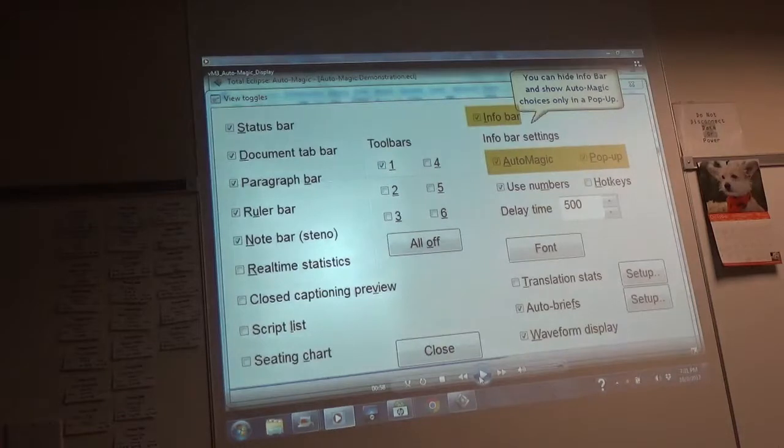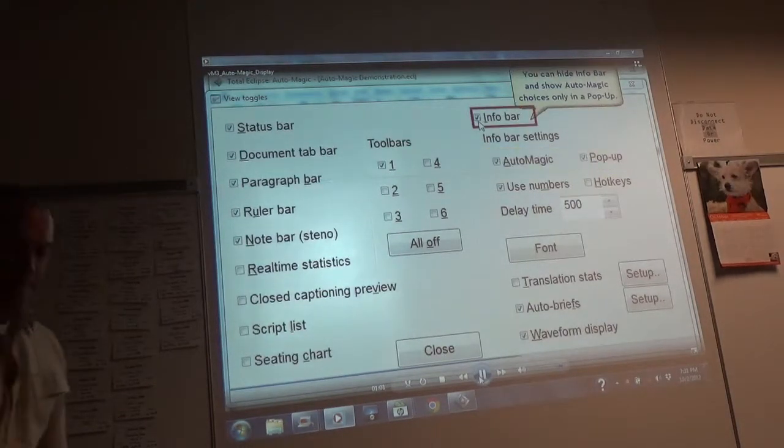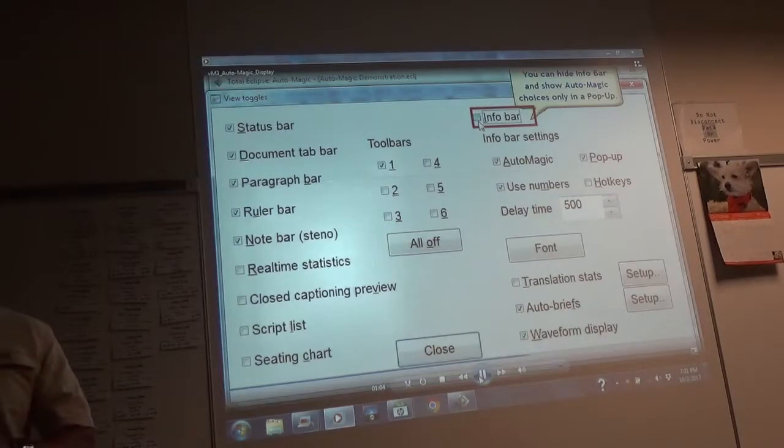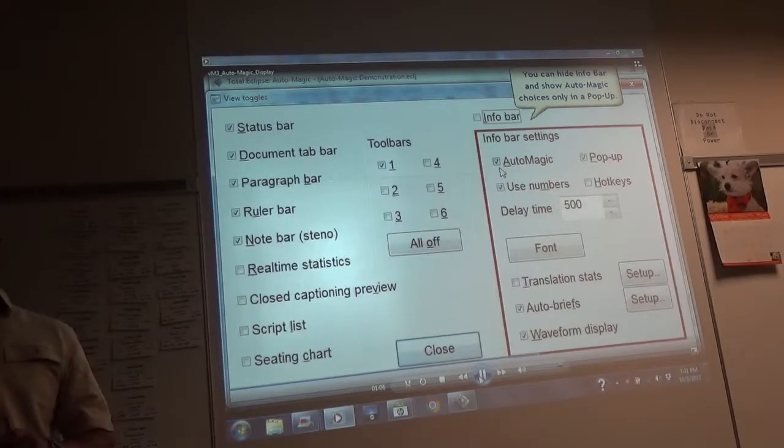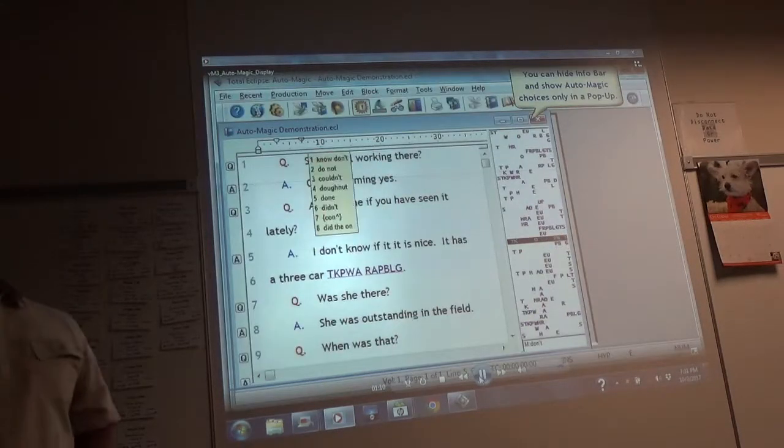Okay? To do this, go to the View Toggles dialog and uncheck the box next to Info Bar, but leave the choices next to Automagic and Pop-Up checked. That frees up some space on the screen.